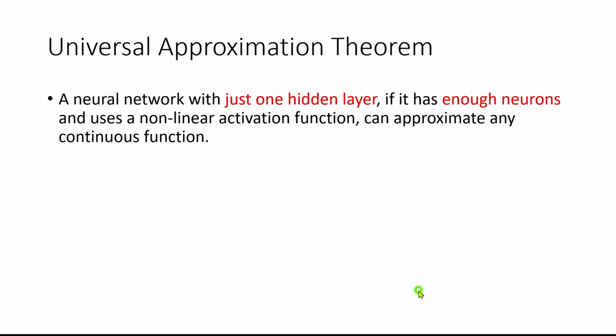So this leads us to the universal approximation theorem. It says that a neural net with just one hidden layer, with enough neurons and using a nonlinear activation function, can approximate any continuous function. Okay, so that's for the one-dimensional case.